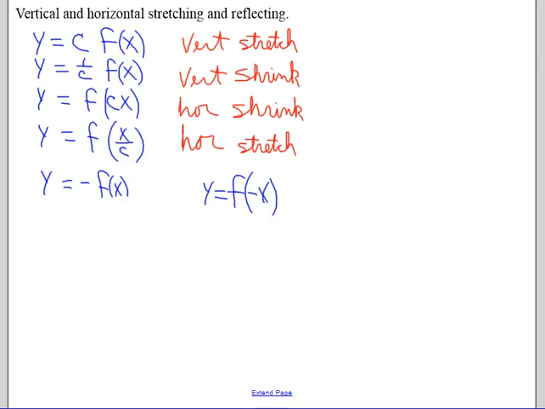And then the last two, when the negative is on the outside, give me a better word. Reflection over the x-axis. And the other one, when it's in with the x, it affects the graph in the x direction, which means now I'm reflecting over the y-axis.